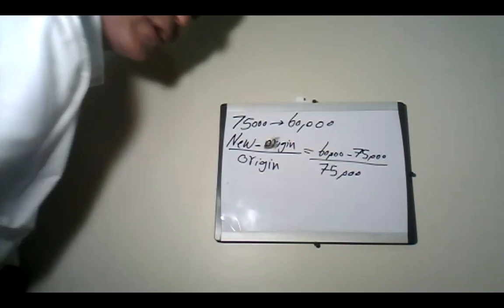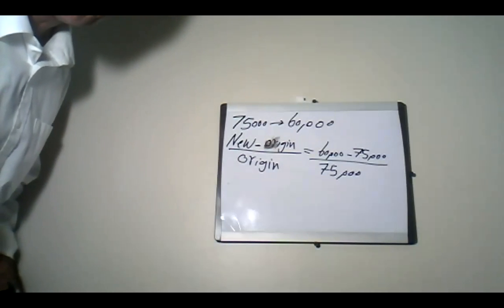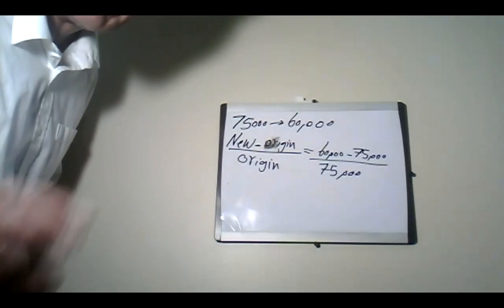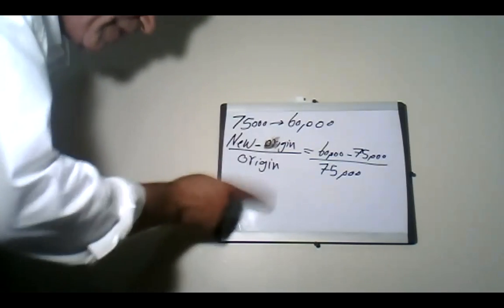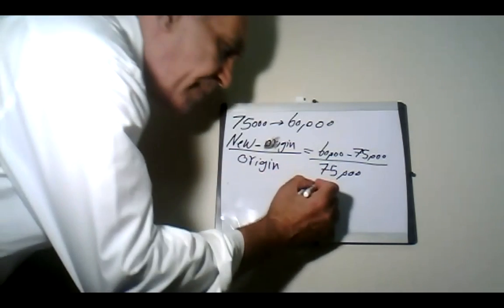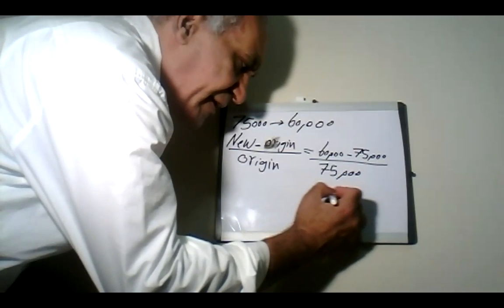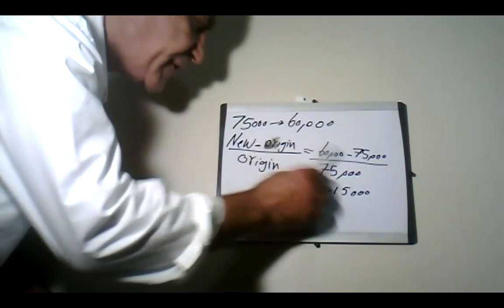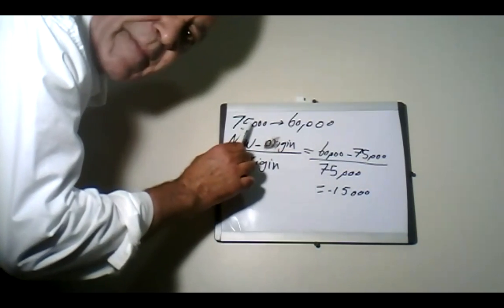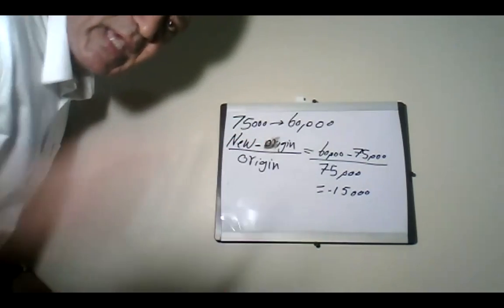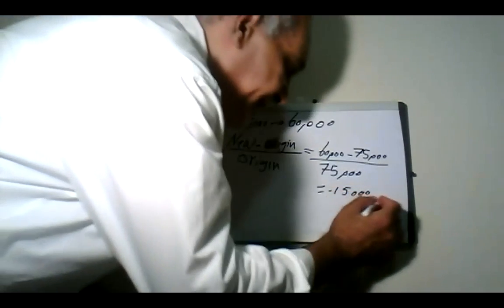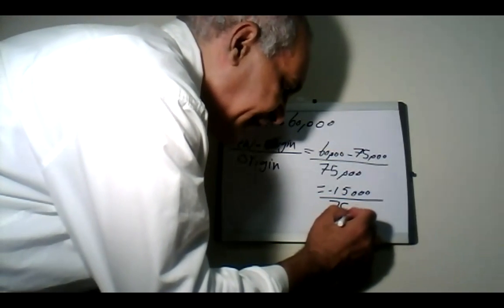Some students say, hey, he didn't do it like this. He did the numerator alone and the denominator alone. Why are you doing it all in one step? I just want you to understand that the rule here is the new minus the origin, divided by the origin. So here will be minus 15,000. Why minus? Because it is reduced from 75 to 60. It is down. Divided by the origin, which is 75,000.